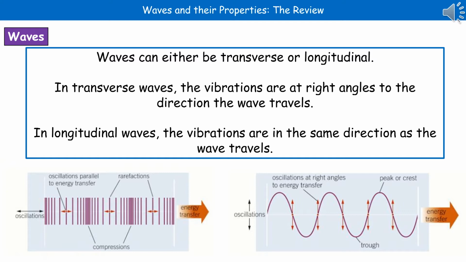The second type of wave are the longitudinal waves. And with these ones, the vibrations are in the same direction that the wave is travelling in. We can see the diagram of that in the bottom left. What we see there is you get these areas of compressions, where the particles are much closer together, and then you get the rarefactions, where they're more spaced out. So make sure you know the difference between a transverse wave and a longitudinal wave. And you can also label those diagrams.